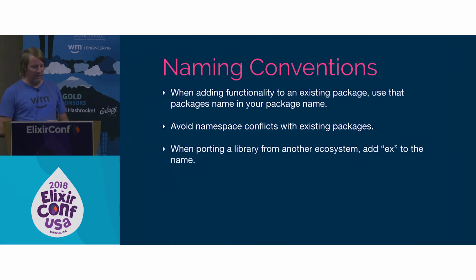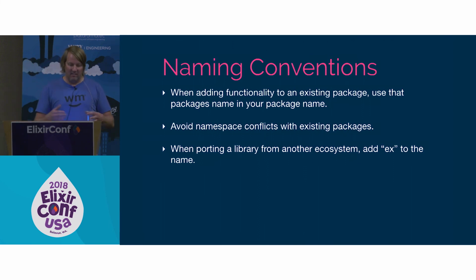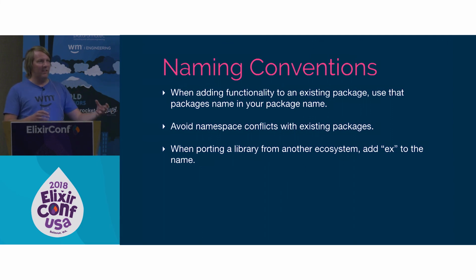It's common when you're porting a library from another ecosystem to add EX to the name. I think we're seeing that less and less, but in the first couple of years, if you were coming from the Ruby community, you were used to seeing a specific Ruby gem. It was really common to see it with the same name in Hex with an _ex at the end or ex_. But as Elixir is coming into its own, we're seeing that less and less. For instance, the faker gem in Ruby is just called faker in Elixir as well.